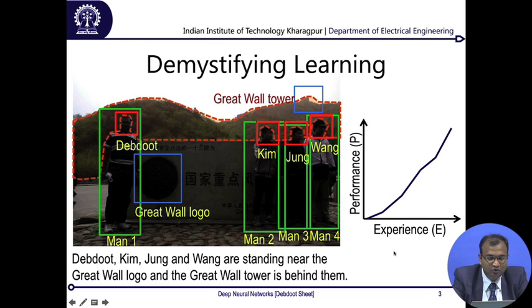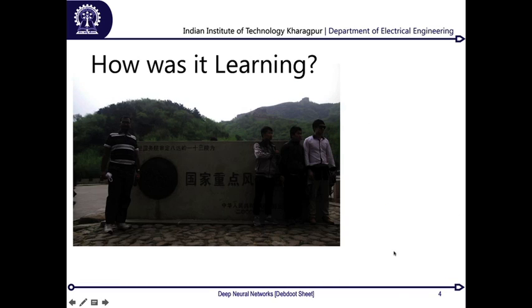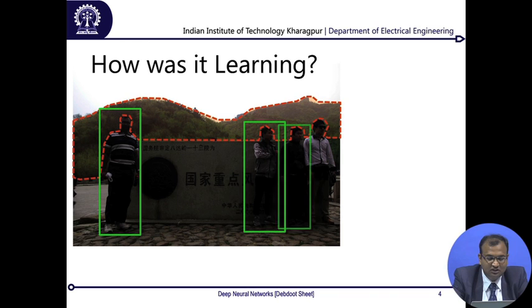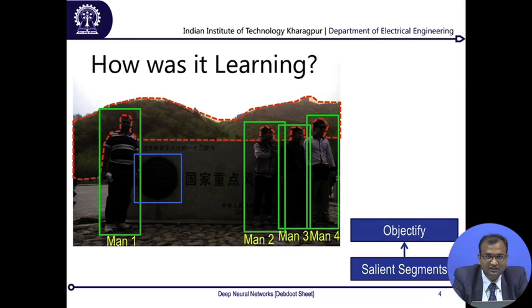Now let's look at what it was doing when it was trying to learn, and that's about how it was learning. So you have this whole image. The first thing which your computer program learns to do is divide it into a number of segments, which are called salient segments. These are the segments which define a certain object present over there. Now on each of these salient segments, it would try to objectify, to see whether it can identify certain objects present in those salient segments.